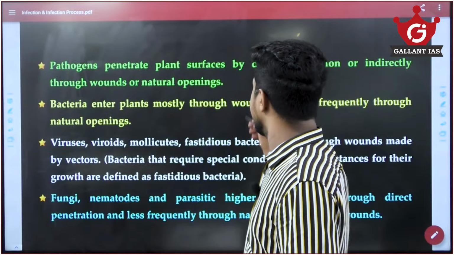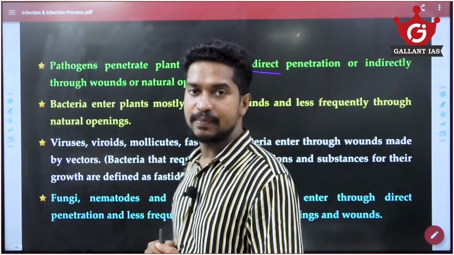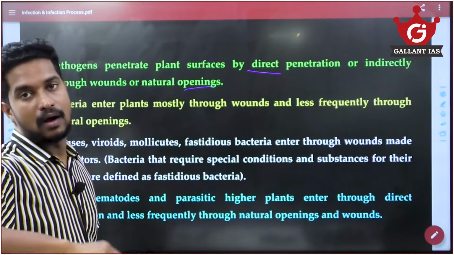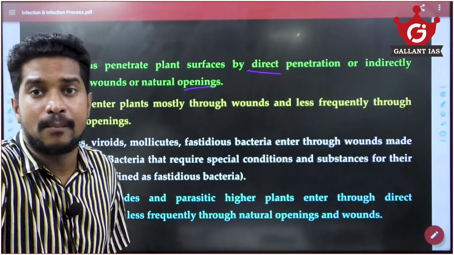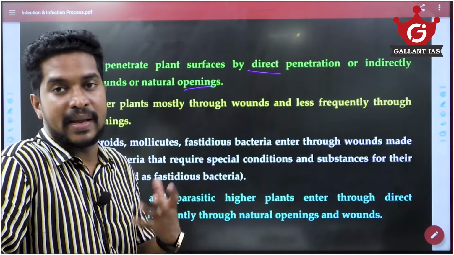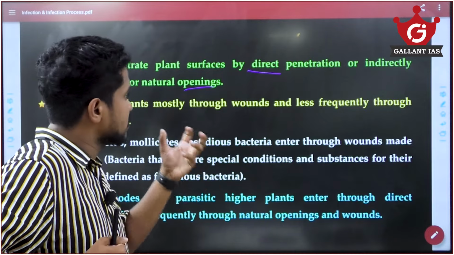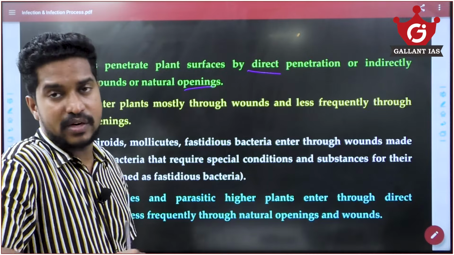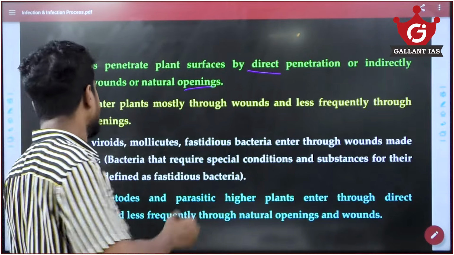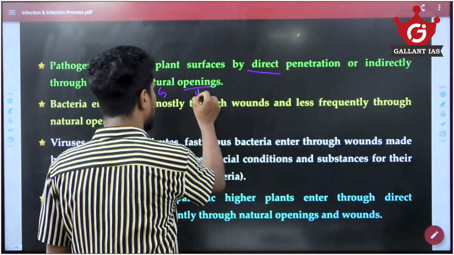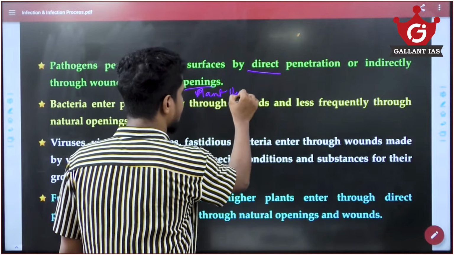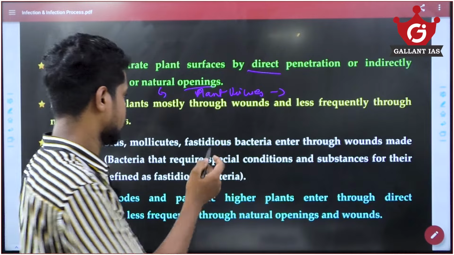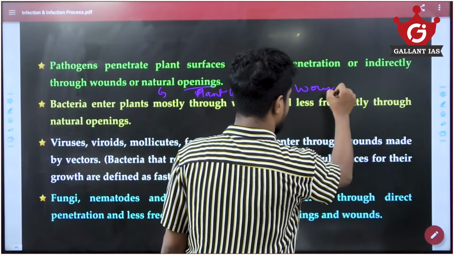Pathogens penetrate plant surfaces by direct penetration or indirectly through wounds or natural openings. Mostly in the case of plant viruses, these viruses can enter into the host through wounds.